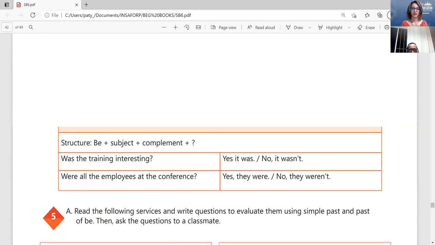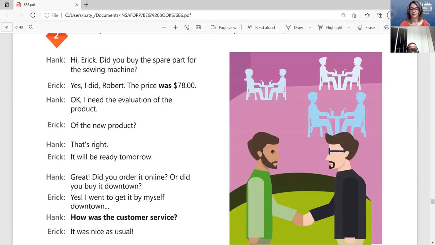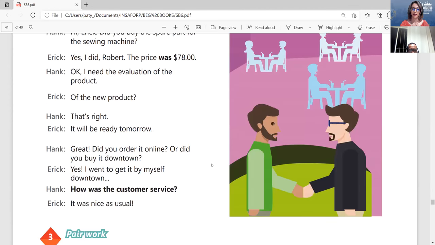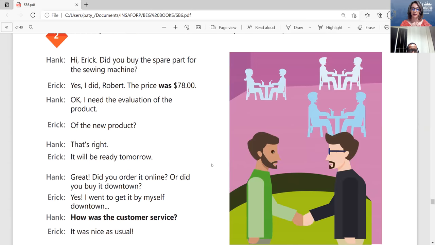The one here. Esta, ¿verdad? Sí, la anterior de esa es la 42. La 41. Ah, es que ahí está. Tengo problemas con las palabras. Las primeras partes. Spare. Sewing.